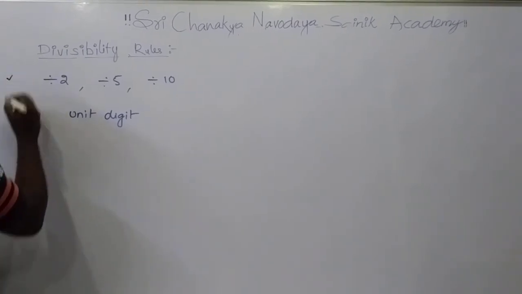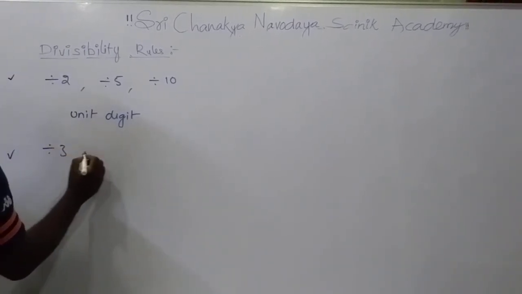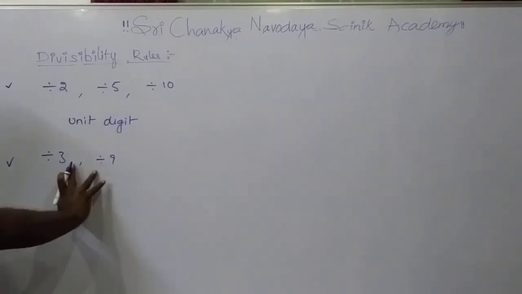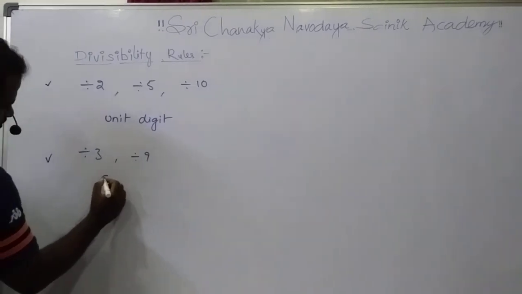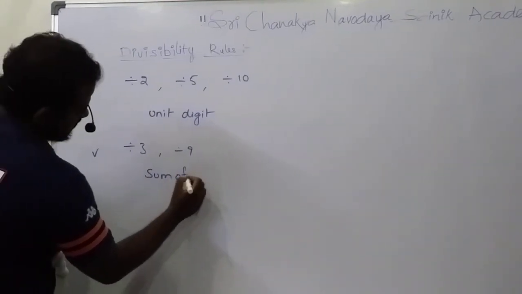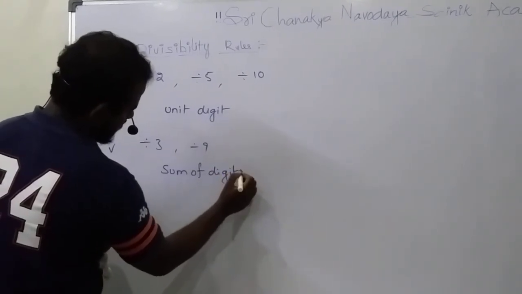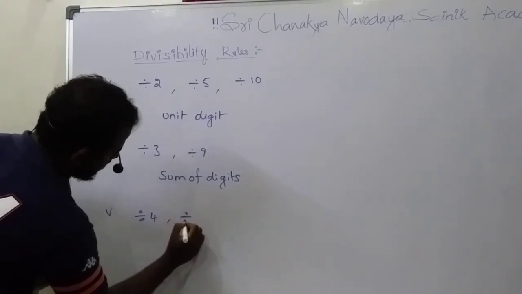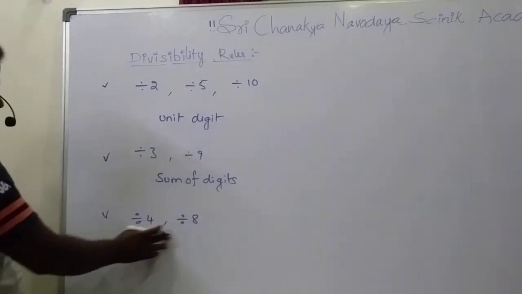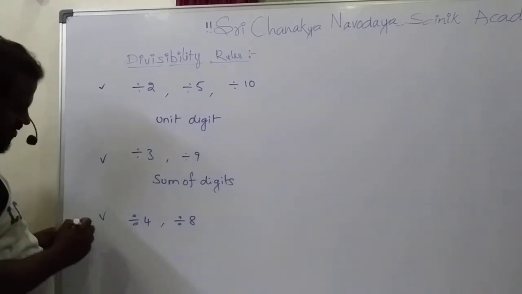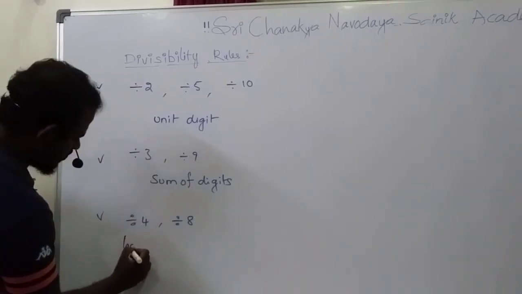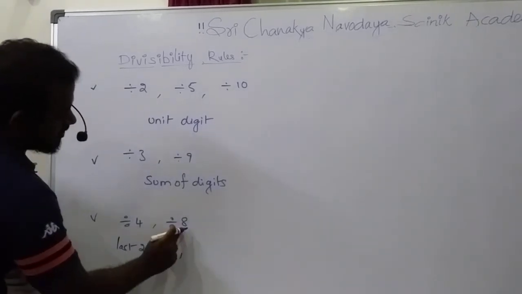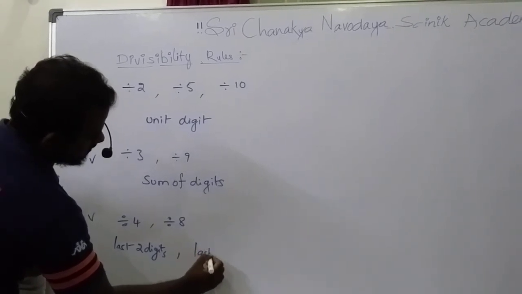This is one similarity. Another similarity is divisibility by 3 and divisibility by 9. In these 2 rules, what is the same thing we are doing? We do the sum of digits. Another similarity is divisibility by 4 and divisibility by 8. Not exactly similar here, but the pattern is similar. Divisibility by 4 means we look at the last 2 digits. In case of divisibility by 8, we look at the last 3 digits.